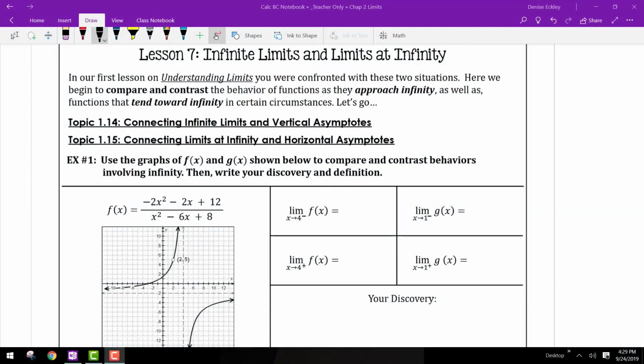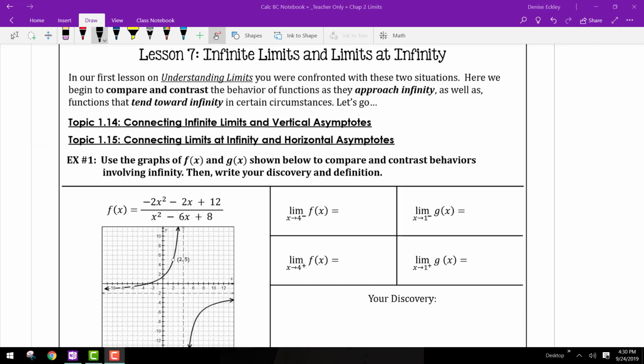Okay, this is lesson 7 of Unit 1, Infinite Limits and Limits at Infinity. When we first started talking about limits, even last year in pre-calculus, we had two special situations. Now we are going to compare and contrast behavior of functions as they approach infinity, as well as when the function tends towards infinity.